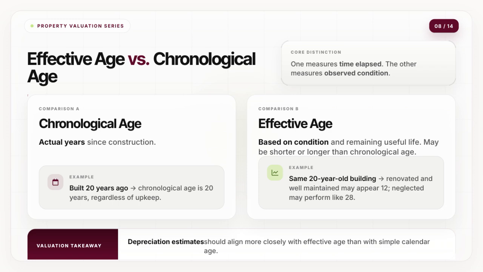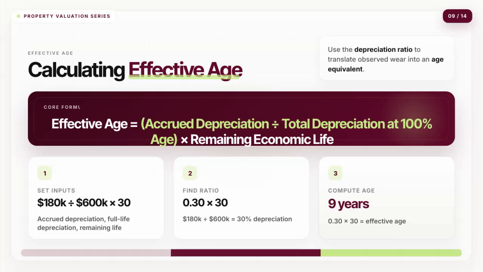The key takeaway for valuation is that estimates of depreciation should align more closely with the effective age, rather than just using the simple calendar age. This approach provides a more accurate reflection of the property's true condition and value. Let's talk about how to calculate the effective age of a property.